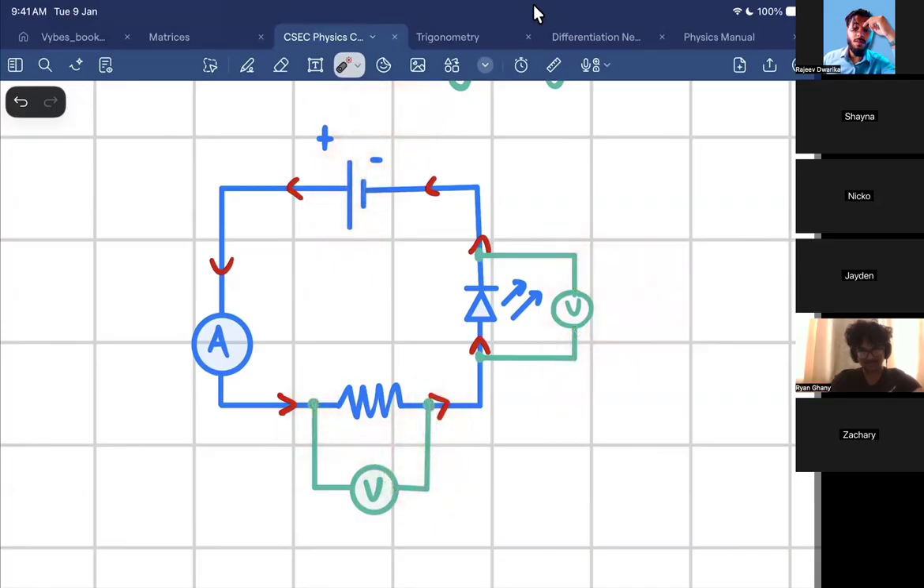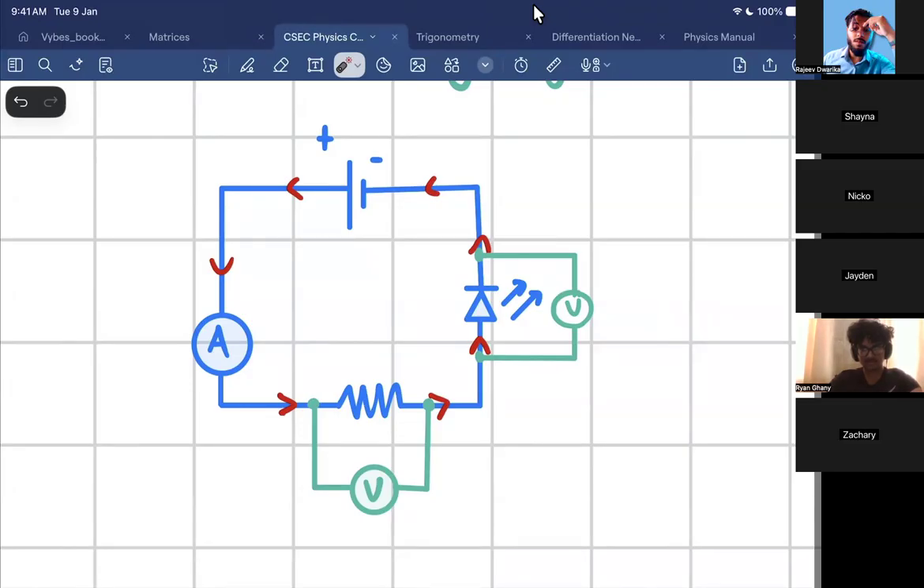Now, if you're telling me, sir, but you're kind of skimping over this ammeter, let me explain something. The ammeter, what's the only reason I have it in the circuit? To measure current. Do I want the ammeter to do anything else than measure current? No. Zachary, Nikolai, Jiran, Shina, do I want that ammeter to do anything else? No. So the only purpose of the ammeter is to measure current. I don't want it to mess with the circuit in any way. I don't want it to even do anything.